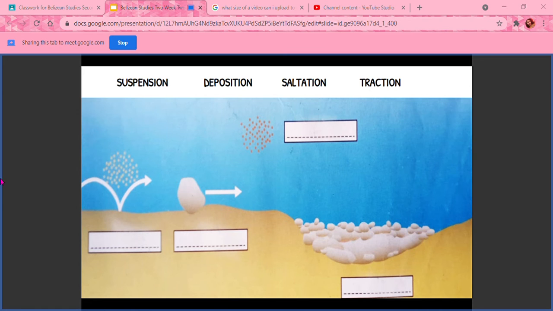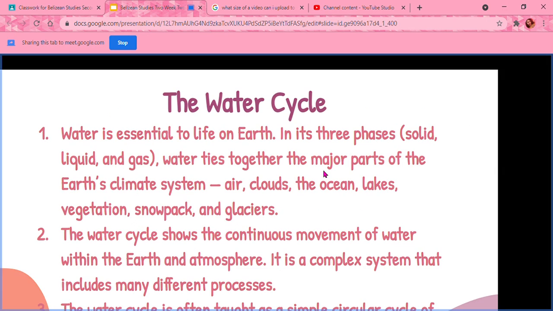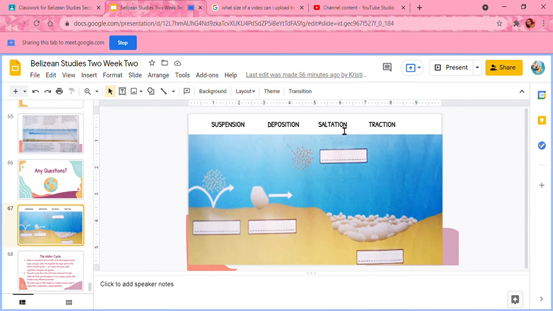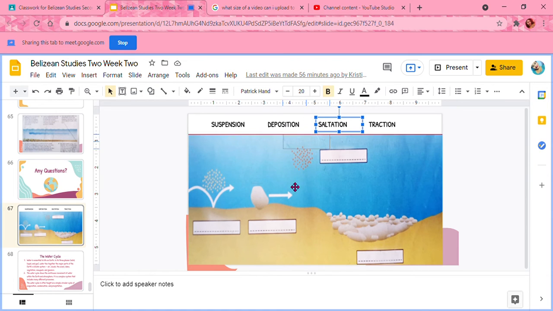So I have the first one here. You have an arrow that is showing a bounce. What would that bounce represent? Which one of these 4? Saltation. Very good. Saltation right here.